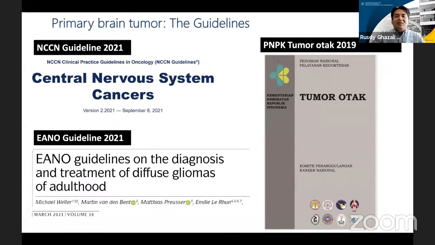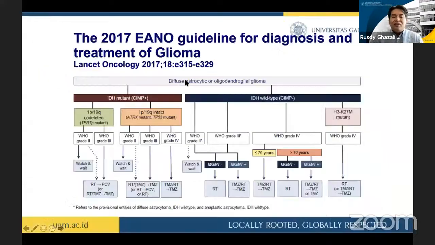And what do the guidelines say? Our guideline PNPK tumor otak 2019, the NCCN guideline, and the EANO guideline. You see in the EANO guideline, it clearly incorporates mutation, MGMT methylation in this case, IDH mutation and so on, in determining the therapy for patients with glioma.